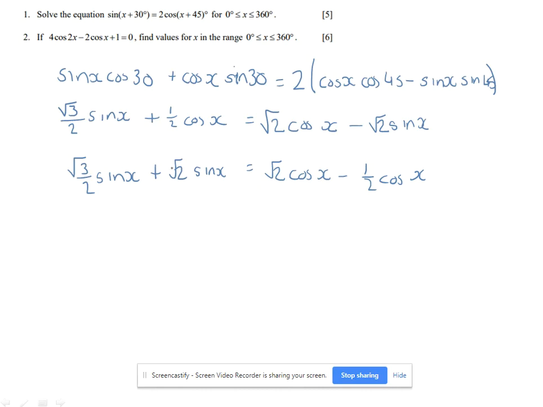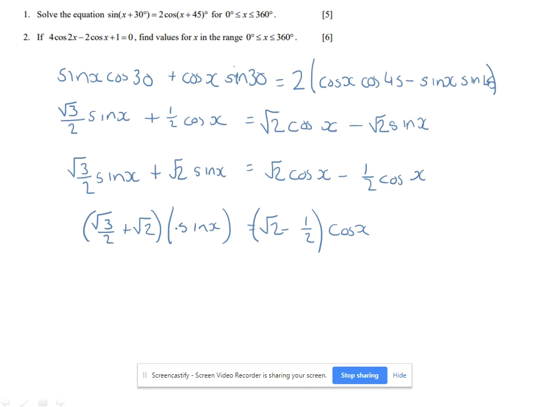So what we can now do is factorize both sides. So we end up with root 3 over 2 plus root 2, sin x. So we're going to put the other one in the bracket. Equals root 2 minus a half, cos x. And let's just put that in the bracket.